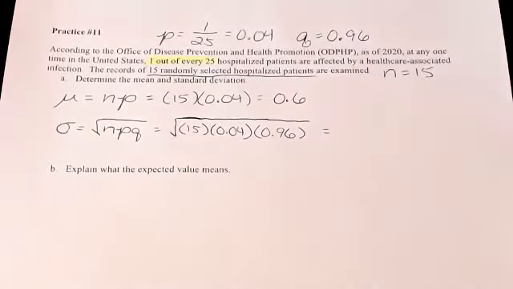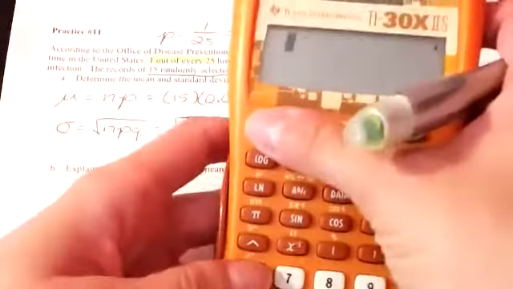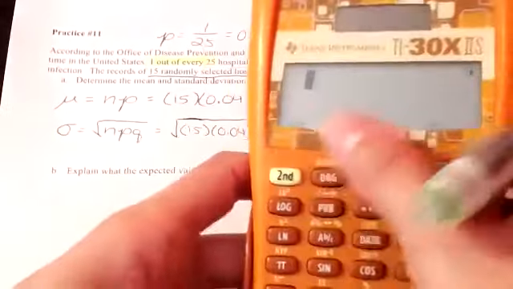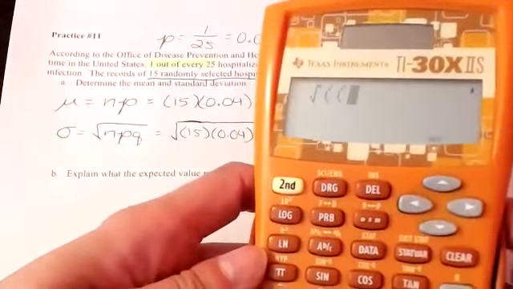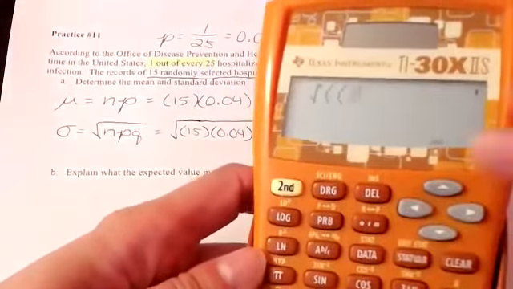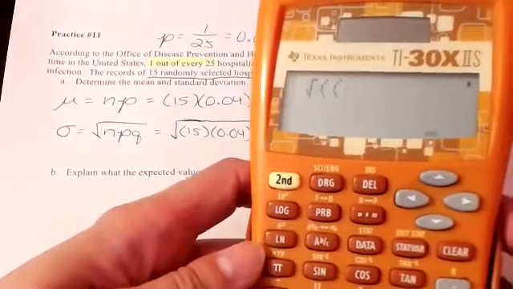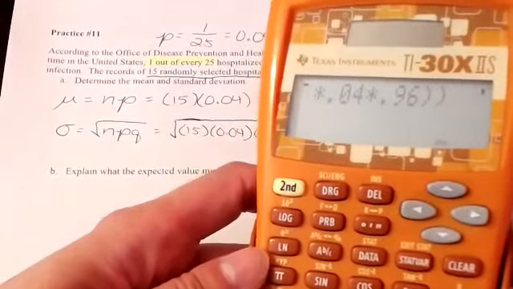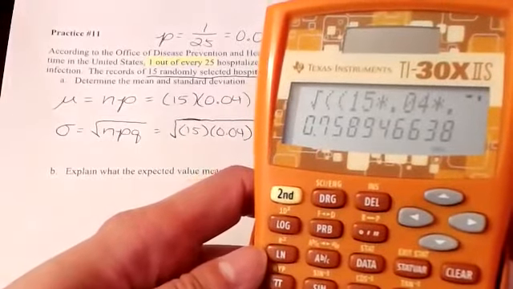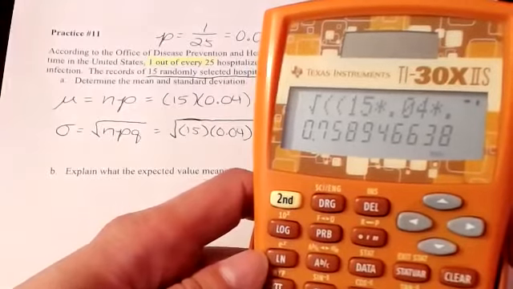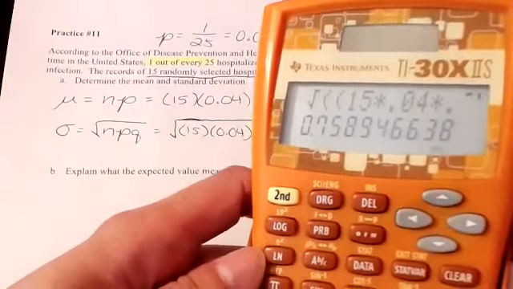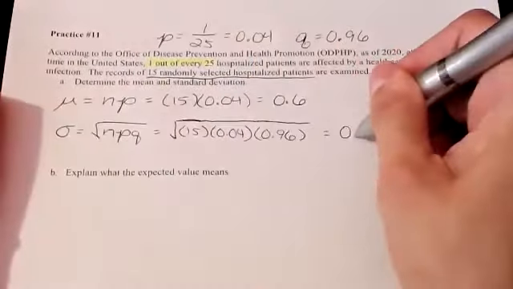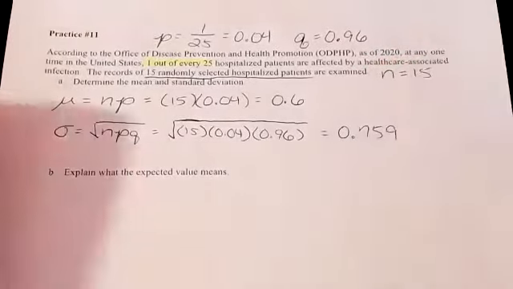0.759. If you want, double check this, make sure that you're punching this in. I would actually just type in square root and then use parentheses again, just to make sure you're really packaging everything underneath that square root. Then I type in 15 times 0.04 times 0.96, then close the parentheses. And we see that to 3 places after the decimal leaves us with 0.759. Be very careful with how you plug this in.